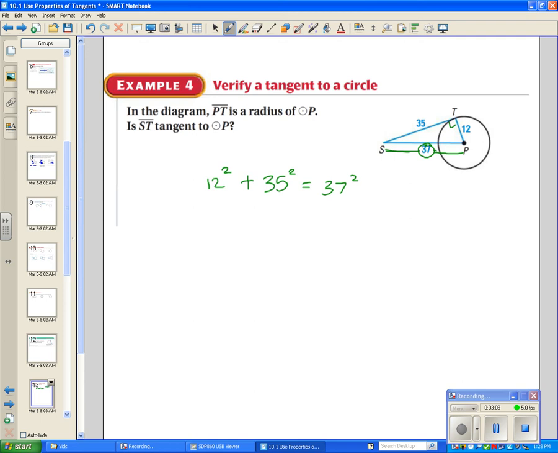12 squared plus 35 squared, that is equal to 1369. Sounds like the Black Plague. And 1369. Yes, it is a triple, just like I was assuming. Since these 3 segments satisfy the Pythagorean theorem, this is a right triangle. And if it's a right triangle, this angle is a right angle. And if it's a right angle, then this is a tangent. Wow, that's a lot of if-thens.